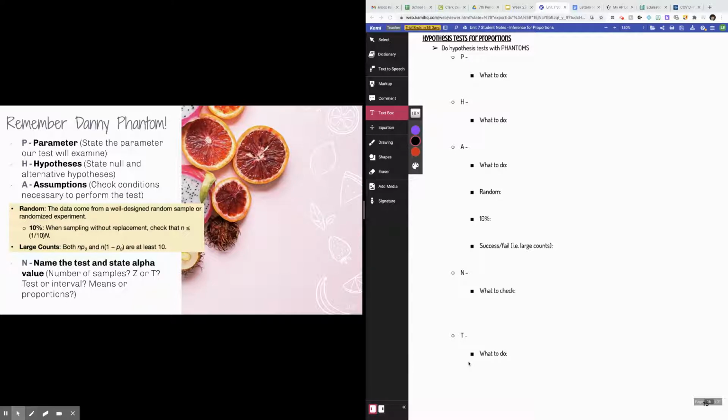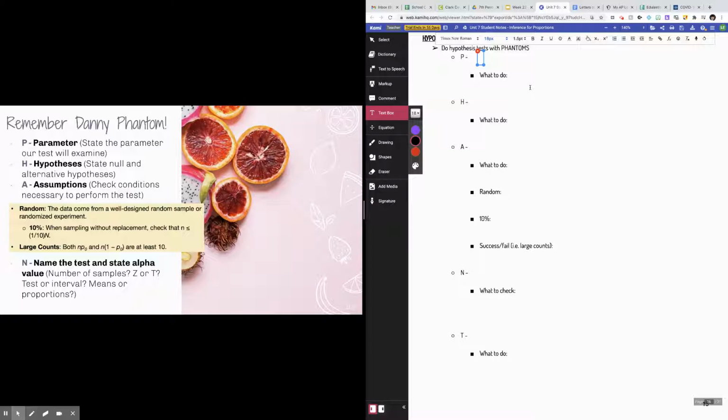And that acronym for hypothesis tests is PHANTOMS. Okay, there's more steps in this than in a confidence interval, but a fair number of the steps are short and will likely look very familiar to you. Okay, so let's go ahead and jump in here and talk about these different steps.